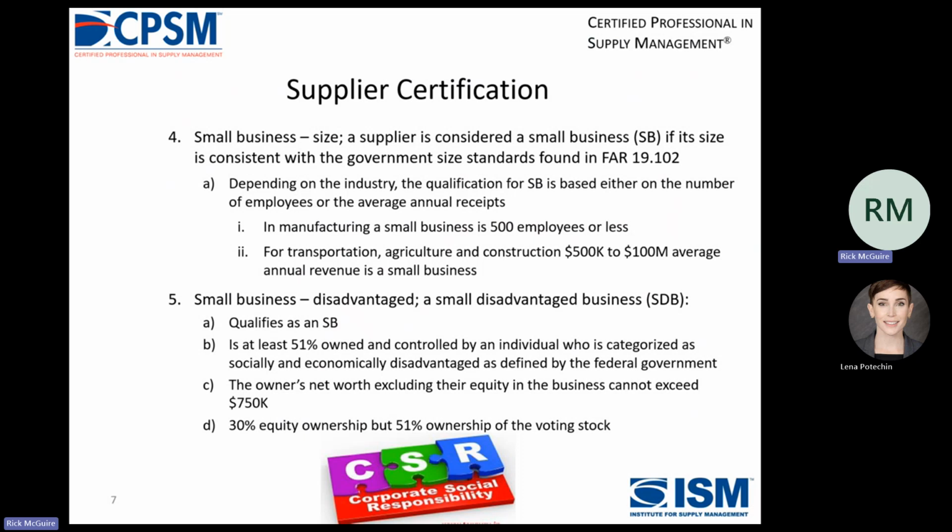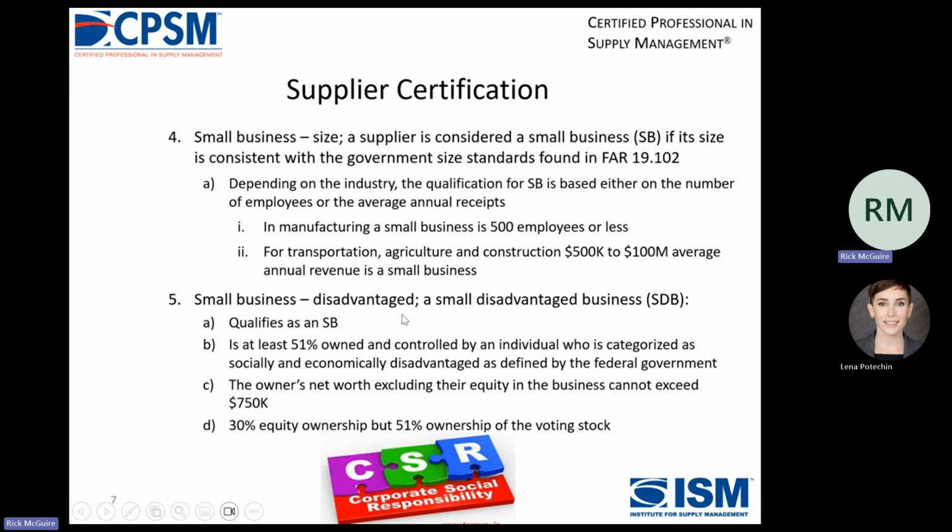Small business size, if it's consistent with government standards, those are federal acquisition regulations. So the qualification for a small business, and the SBA uses these. Manufacturing business, it's 500 employees or less. For transportation, agriculture, construction, it's based on revenue. So 500,000 to 100 million average annual revenue is a small business. It's interesting that it goes all the way up to 100 million, but okay.